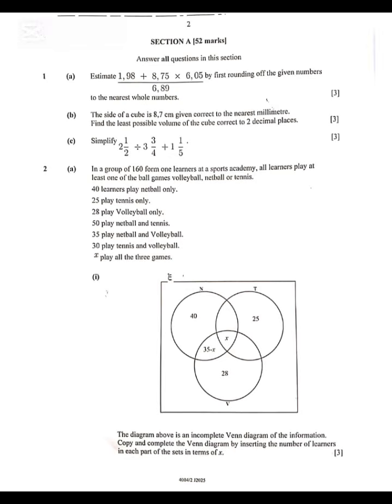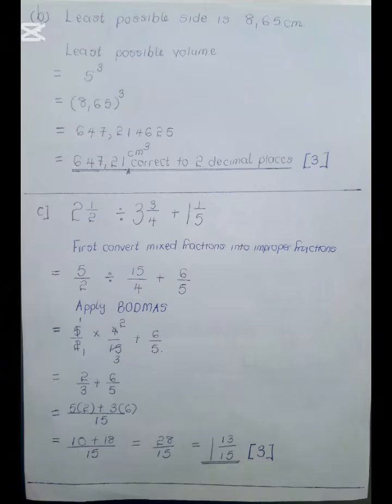On 1B, it is reading: the side of a cube is 8.7 centimeters, given correct to the nearest millimeter. Find the least possible volume of the cube correct to 2 decimal places. So we first need to find the least possible side. It is going to be 8.65, because if we say 8.65 to the nearest millimeter, we get 8.7, and then the least possible volume is going to be side to the power of 3.